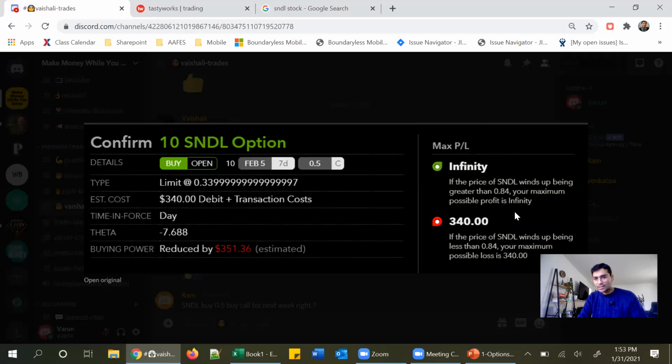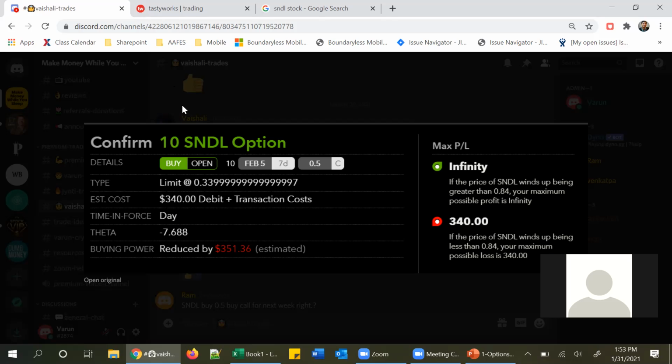If she closes her trade earlier, depending on whether the stock is high or low, her option premium is going to be defined. But right now, she has paid around $340 for this trade. So this is a debit transaction which has happened. Make sense, Ram? She has bought a call. Yes. Okay, let me show you my example.